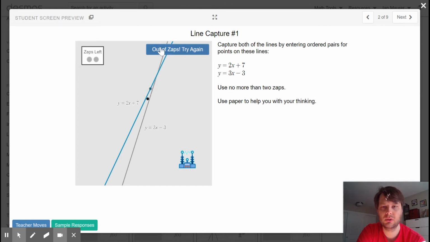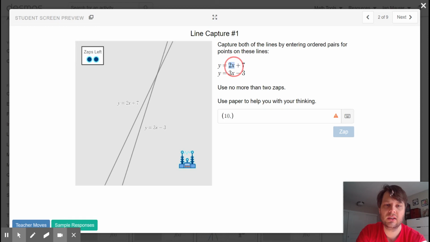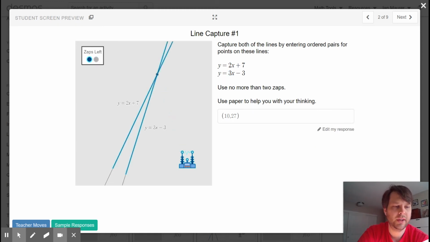5 and 17 was no good. Let's try to do even a little bit better. Let's try 10. If I make x equal 10, 2 times 10 is 20, plus 7 is 27. Before I click zap, I'm going to try the other equation. 3 times 10 is 30. 30 minus 3 is 27. I know that point's going to work.